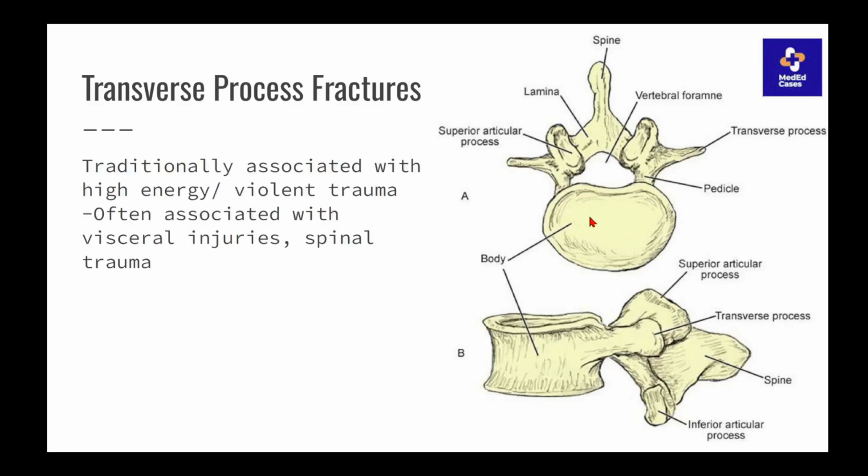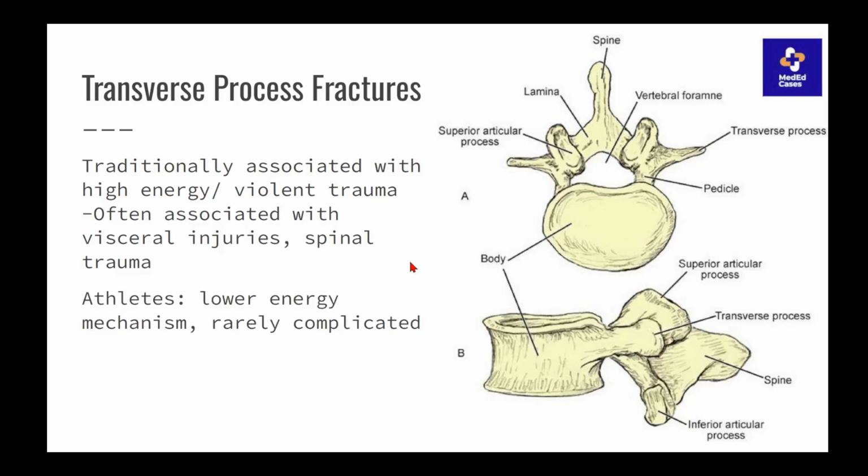So let's talk about those a little bit. Transverse process fractures are typically associated with high energy or violent trauma. And in those patients, they often have visceral injuries or other significant spinal trauma, as opposed to athletes where it's usually a low energy mechanism with rare or infrequent complications. But there's not a lot of data looking at athletes with transverse process fractures.